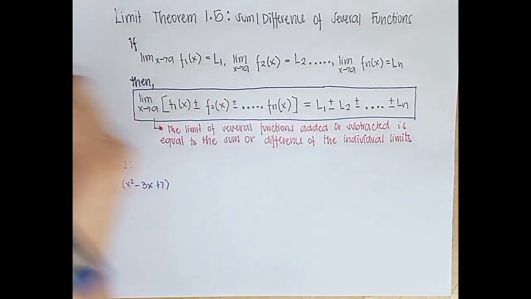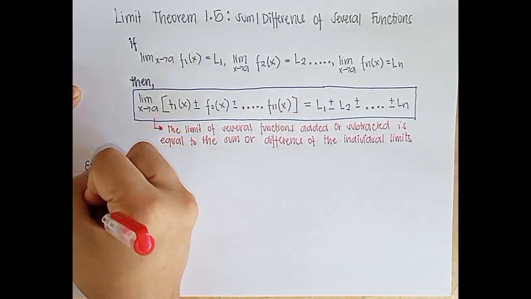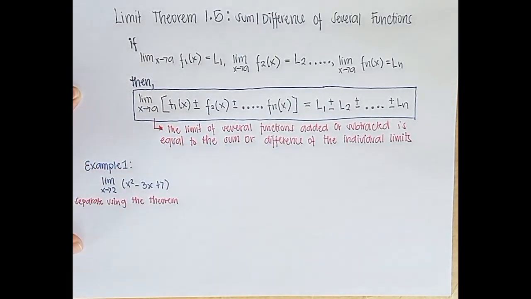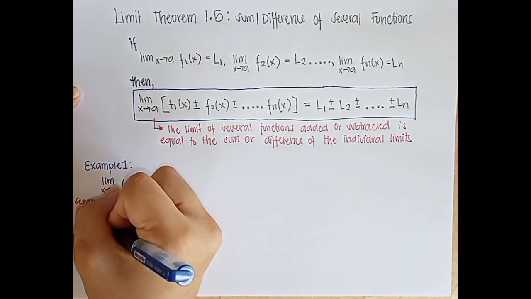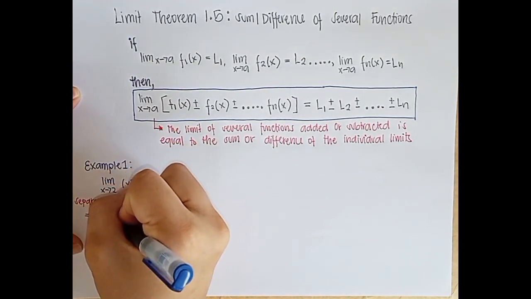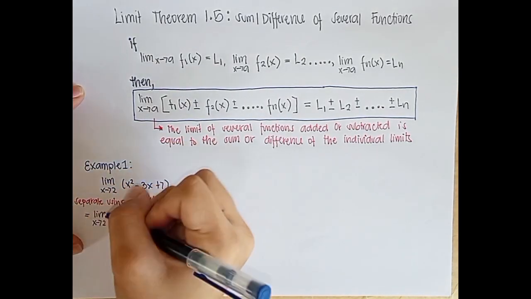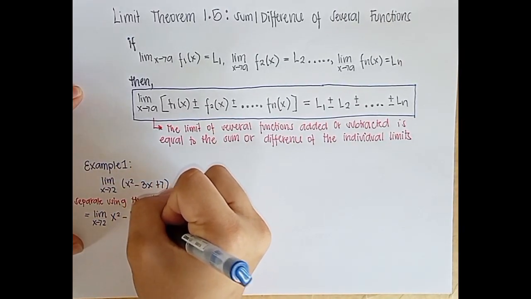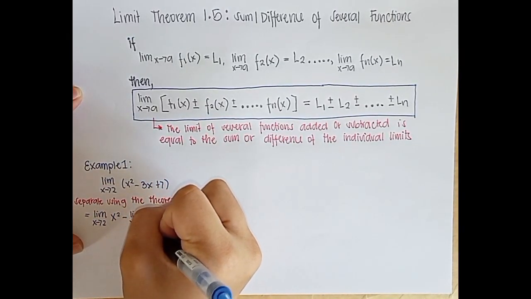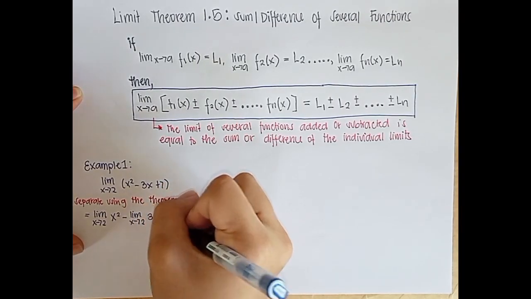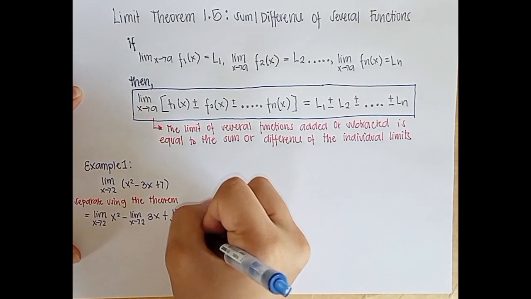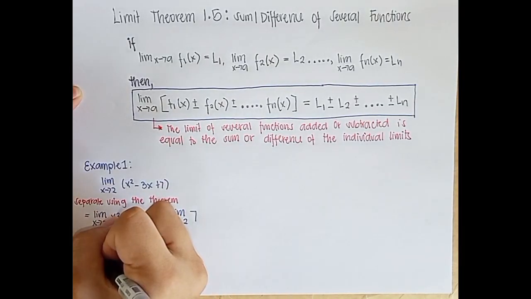Example number 1. Given the limit as x approaches 2 of x squared minus 3x plus 7, we have to separate it using Theorem 1.5, the sum and difference of several functions. So how to do it? Applying the limit as x approaches 2 of x squared, minus the limit as x approaches 2 of 3x, plus the limit as x approaches 2 of 7.